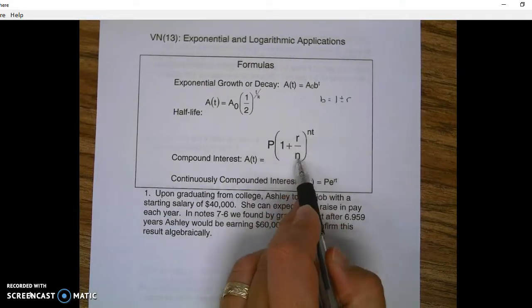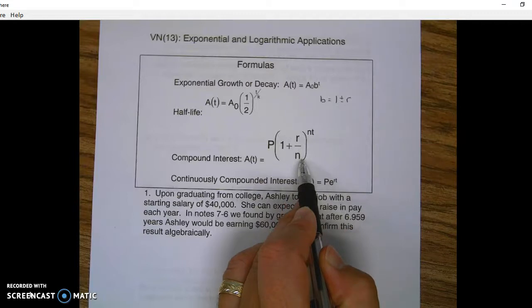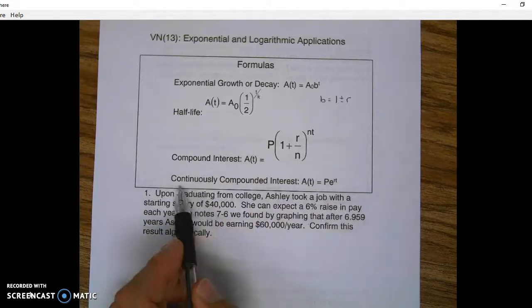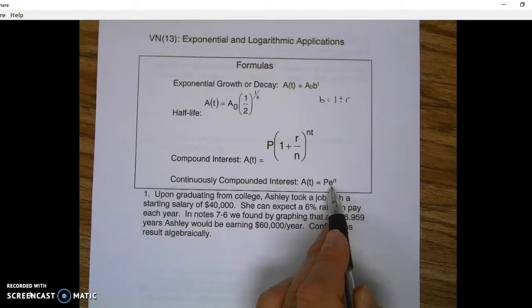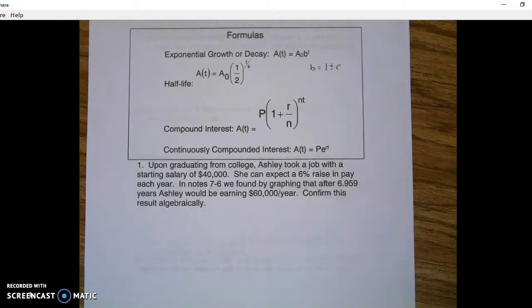Remember that N is how many times it's compounded in a year. And here we have compounded continuously. And that's when we use the E. So let's get right to it.